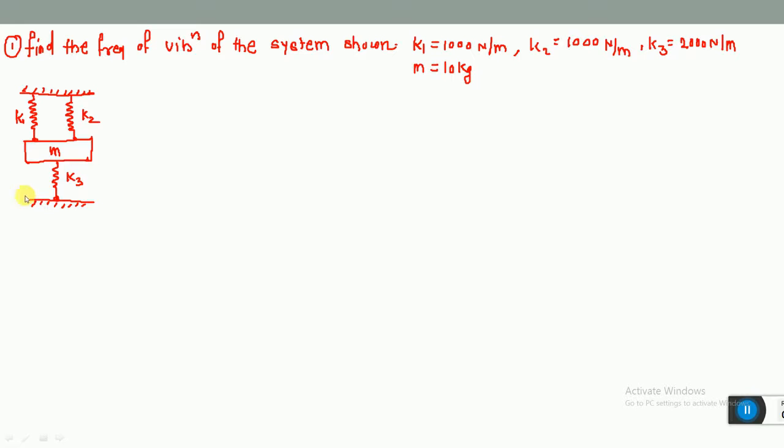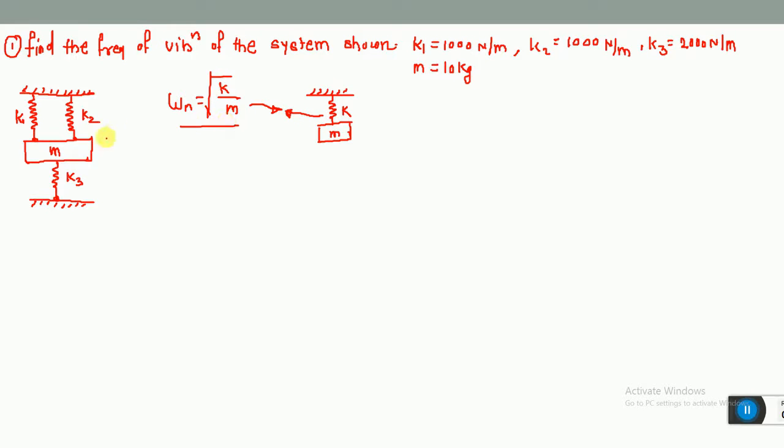Okay. So for the frequency of vibration we have the formula omega n is equal to square root k by m. Okay, so we can use this formula directly if the system is a simple spring mass system. So what is the meaning of simple spring mass system? It will have one spring and one mass like this. Then for the frequency of vibration for this system we can use this formula square root k by m.